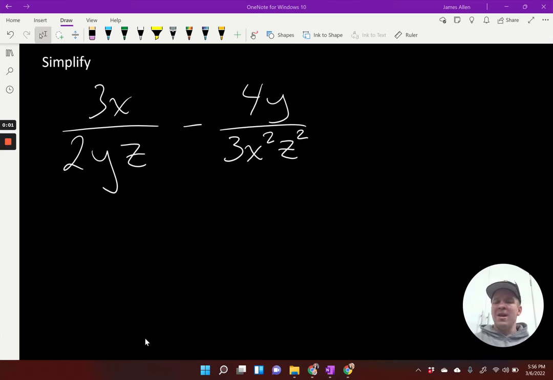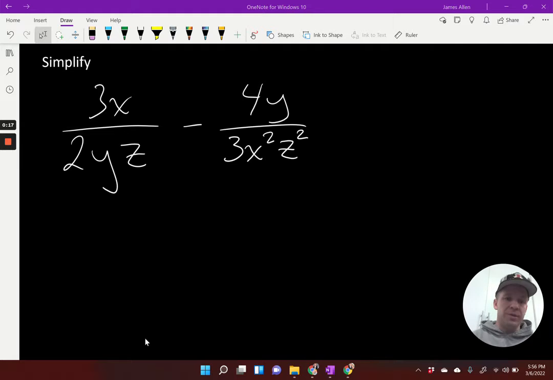Man, what do we do here? It looks like I got some monomials in my numerators and denominators, right? No binomials in numerators and denominators. That's where we see like x plus 3 or x minus 7. Here, it's just straight up multiplication in each numerator and denominator. We call those monomials.